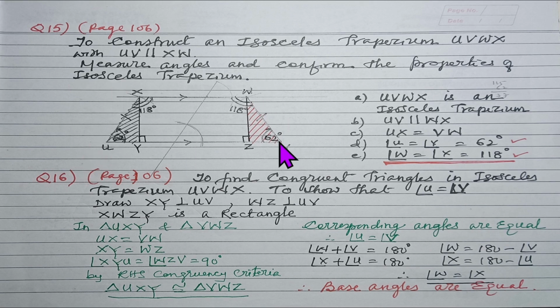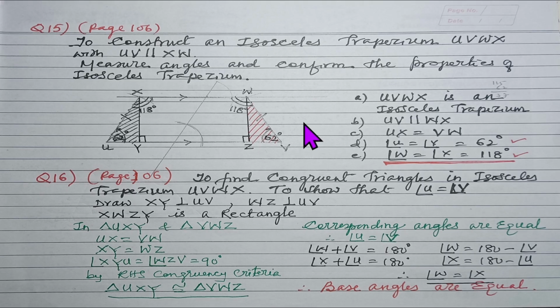So let us draw a line UV and draw a line XW parallel to it, and then get UX equal to VW. That means construct line segments UX and VW such that they are equal. So that means in this particular quadrilateral we have UV parallel to XW and UX is equal to VW. 100% it is an isosceles trapezium.